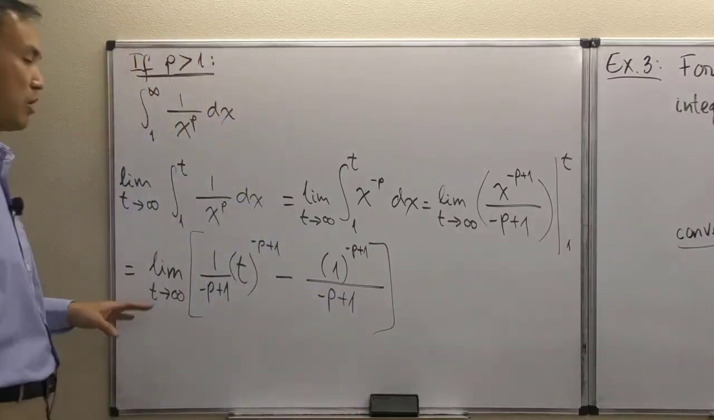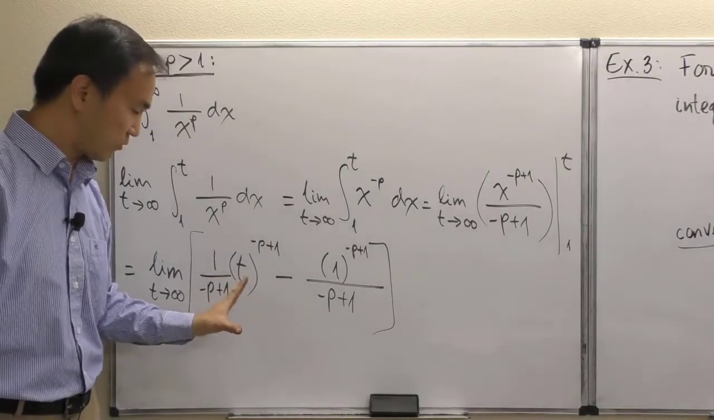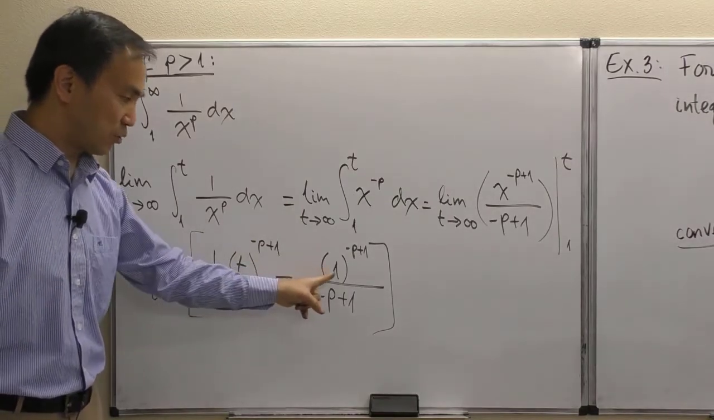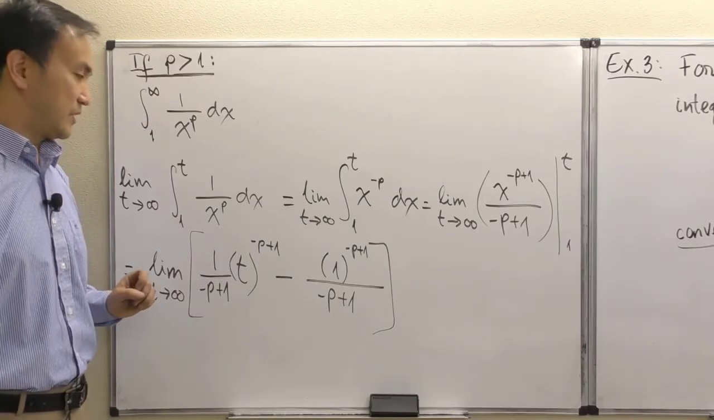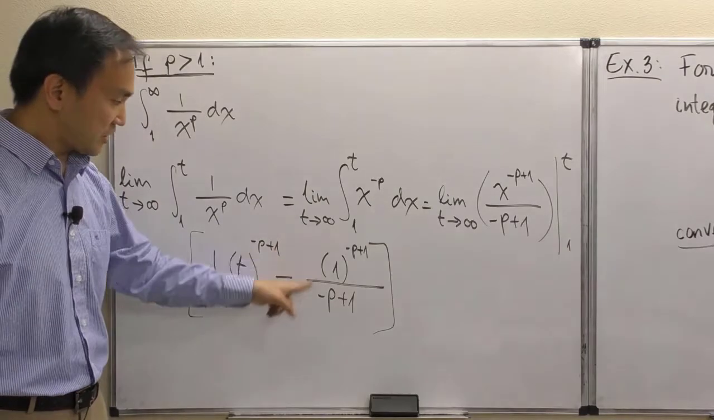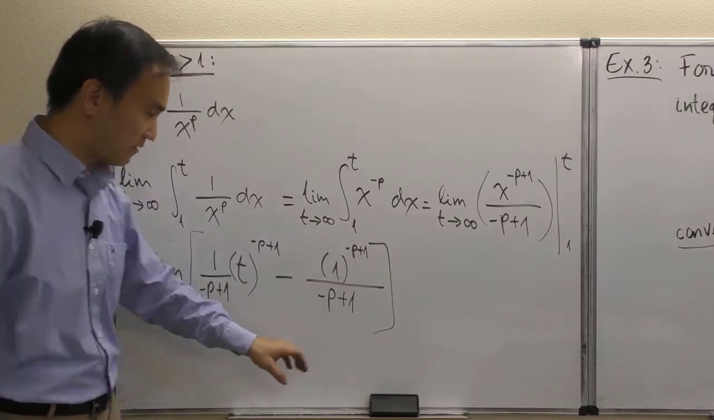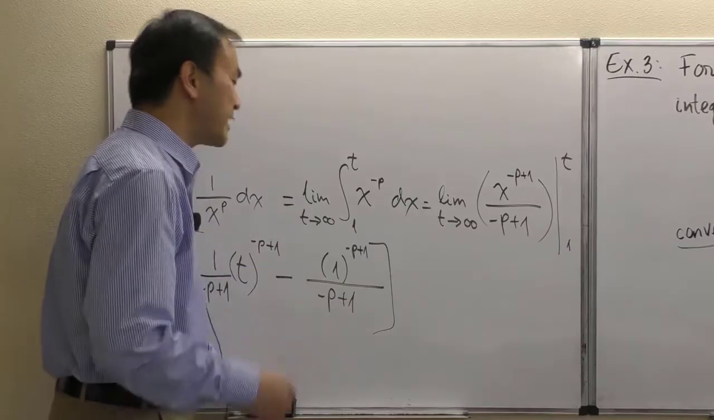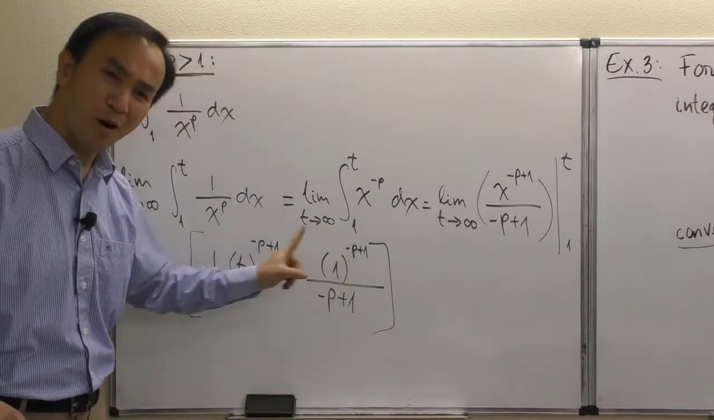So that's the expression we run into after we have successfully substituted in t and 1 for our antiderivative. Now this term is nothing but 1 to the minus p plus 1 power. I can write this, or I can wait for the next step. But let's give some explanation about the minus p plus 1 a little bit.